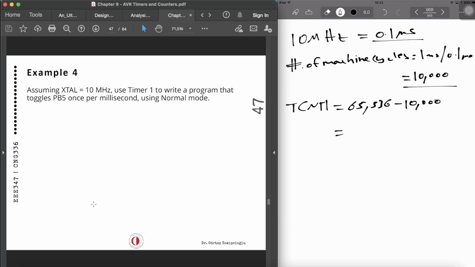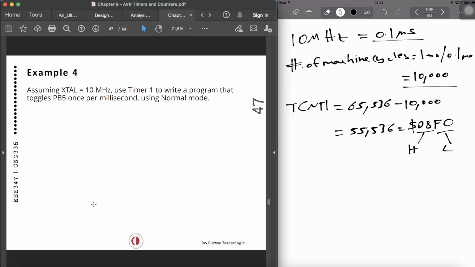Okay, so this is going to be 55,536. Or if you want, you can write this in hex as D8F0. So the high byte, the low byte. Okay, so we can use these in order to configure TCNT1H and TCNT1L. And we know that we have to write H first and then L into the addresses.